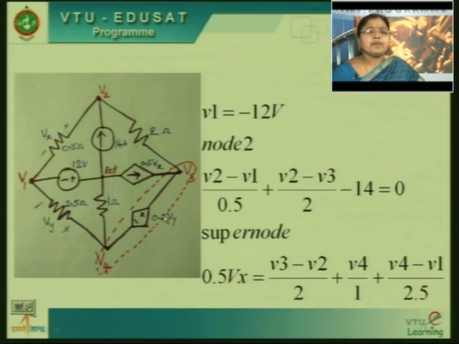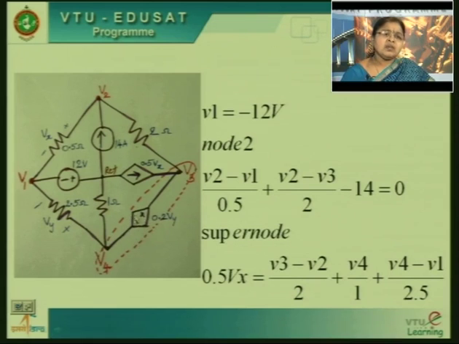Now, node 3. Let us see node 3. If I see node 3, 3 branches are connected to node 3, but out of that there is one voltage source which is connected between node 3 and node 4. This is a dependent voltage source. Polarities have been marked. This is a voltage source and the shape of it tells that it is a dependent source.